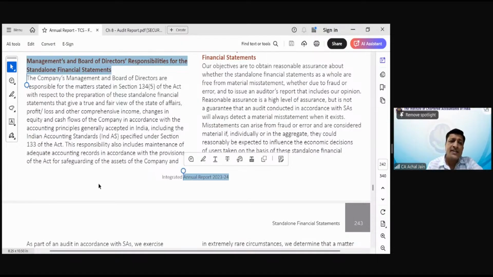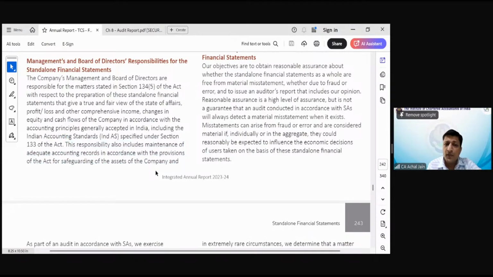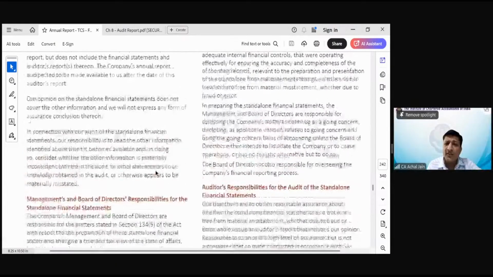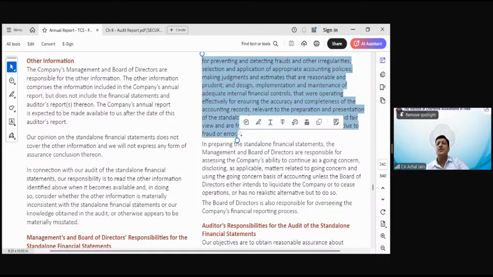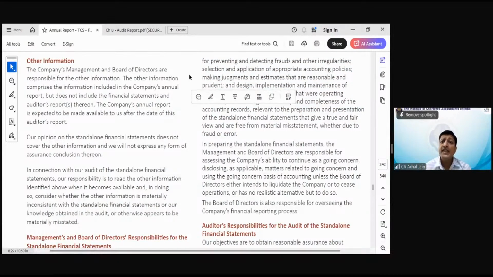Further, he says that this responsibility also includes maintenance of adequate accounting records in accordance with the provisions of the Companies Act for safeguarding of assets of the company, and for preventing and detecting frauds and other irregularities, selection and application of appropriate accounting policies, making judgments and estimates that are reasonable and prudent, design, implementation and maintenance of adequate internal financial controls that were operating effectively for ensuring the accuracy and completeness of accounting records relevant to the financial statements.